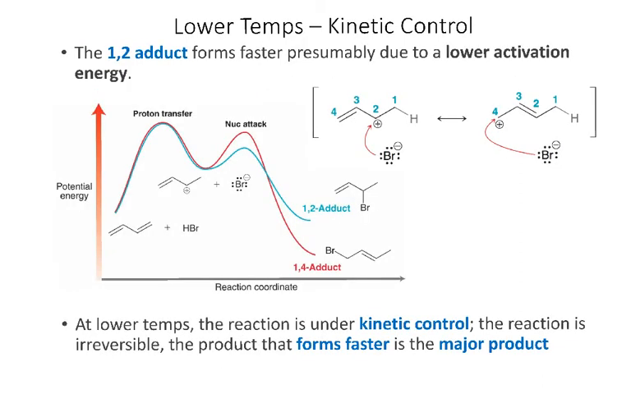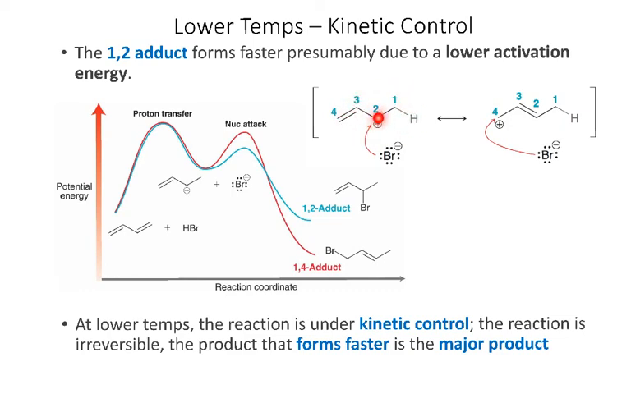So if we consider this carbocation intermediate, it's resonance stabilized. And so it is composed of contributions from both of these resonance structures. When the bromine attacks here, that's going to form the 1,2 adduct. And when we form this transition state, as the bromine comes in, we're essentially going to collapse the two resonance structures.